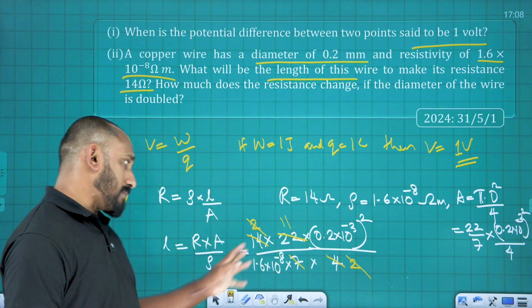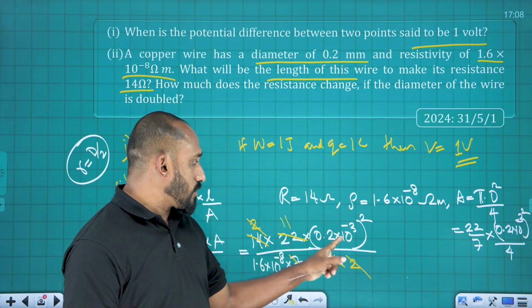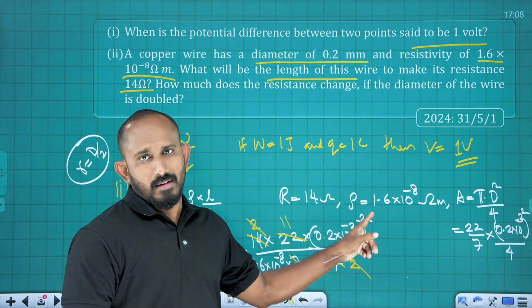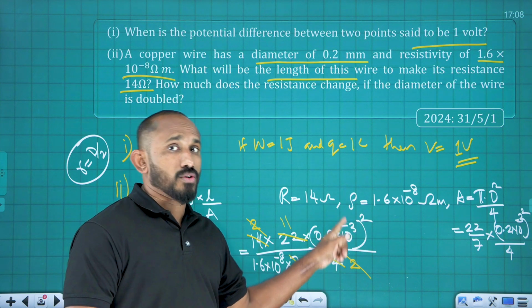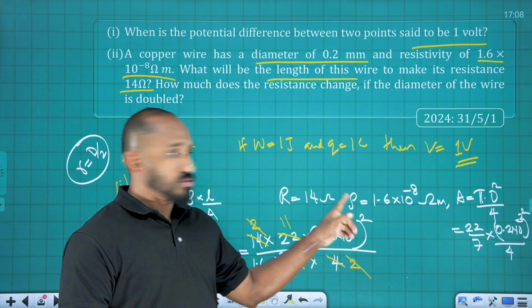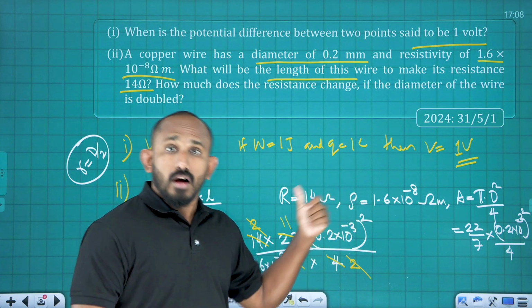So the cut short method will be easy for you to do. Now inside the bracket, 0.2 into 10 raised to minus 3, the whole square. Then you can write 2 times 10 raised to minus 4, the whole square. So 2 square is there, and 10 raised to minus 3, the whole square, is there. How to do that one?